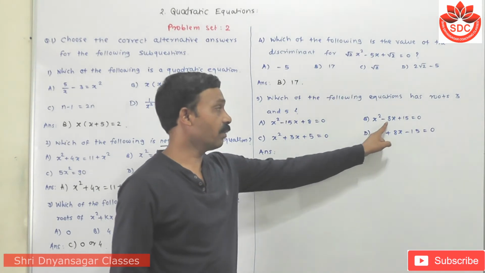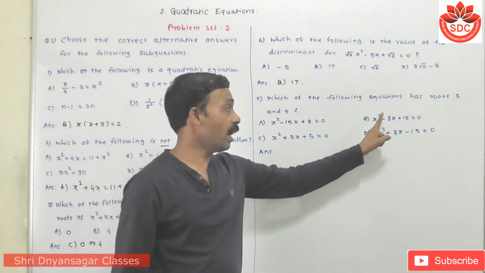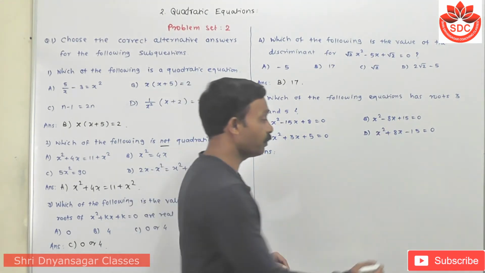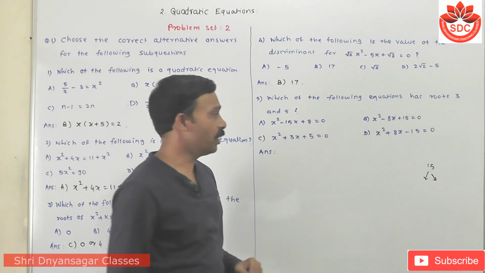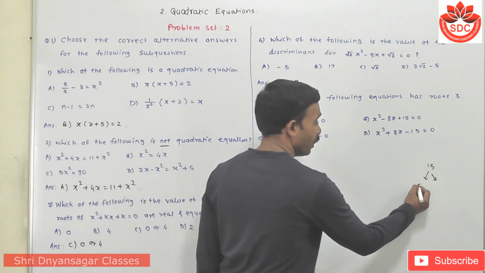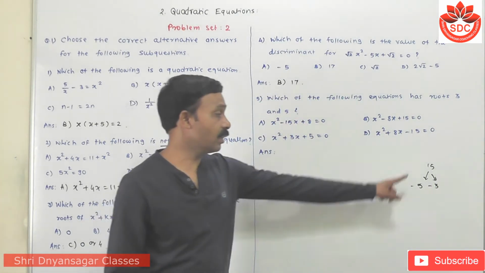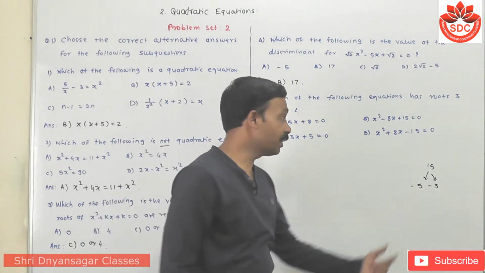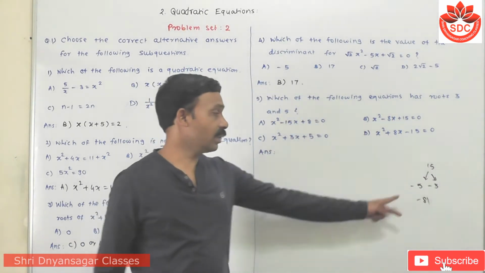Observe carefully x square minus 8x plus 15. The product is plus 15. Now find the factors of plus 15 whose addition is minus 8. At that time I have taken 5 and 3, both having minus signs. Minus minus converts to plus. When we add them, the sum is minus 8. So this is the correct factorization.